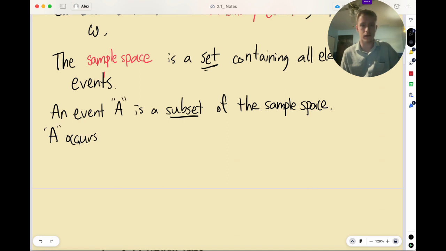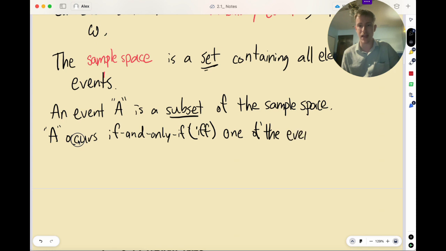So A occurs if and only if, which I'm going to symbolize as IFF, one of the events in A occurs. Naturally, right? You just need one of them to happen, and then we say that A occurs.